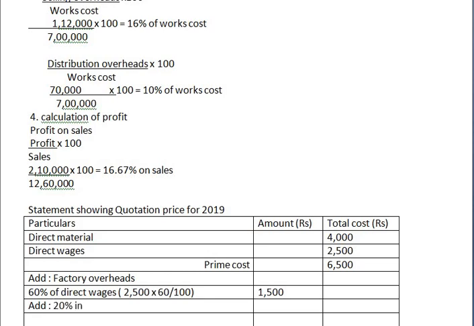20% increase. So how are we going to take the 20% increase, on what? Factory overheads is 1500 into 20 divided by 100. Calculate this, you will get 300. Make a total, that is 1800. Add this to prime cost.